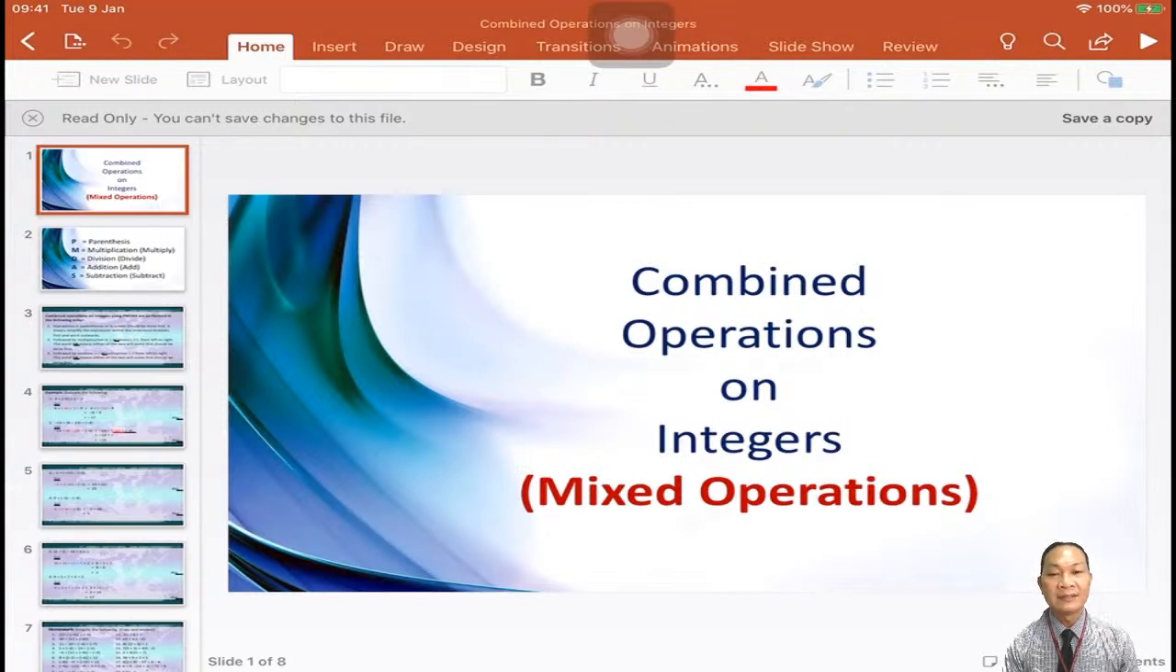I'm here again to teach you the continuation of our lesson on integers. And for today, we're going to discuss the combined operations on integers.